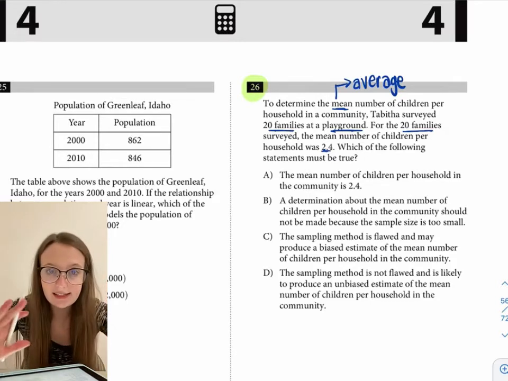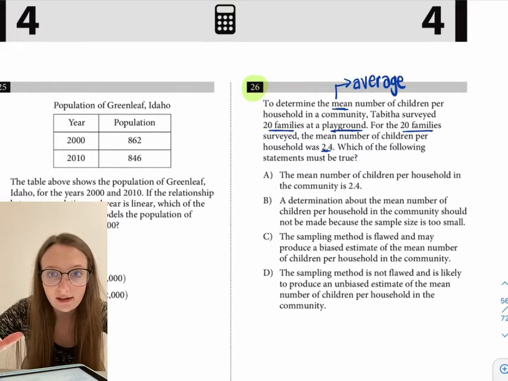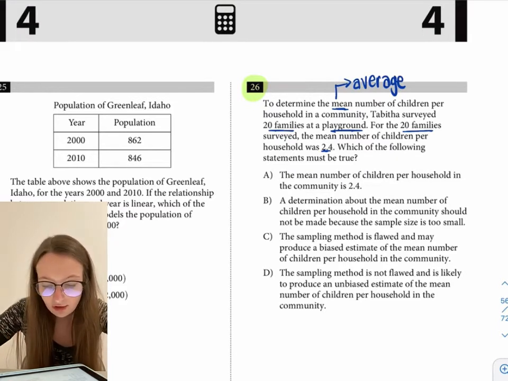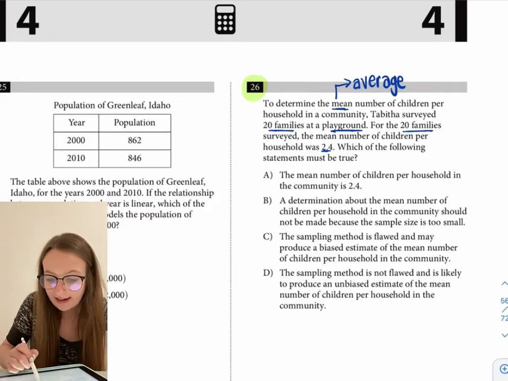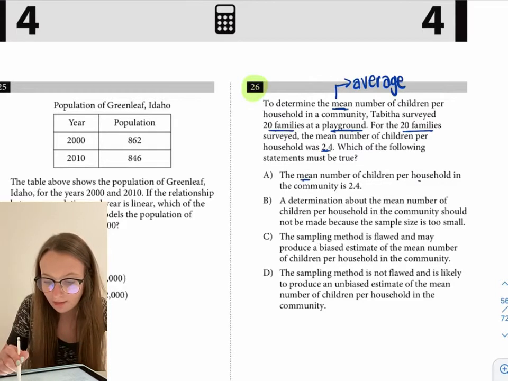These statistics questions where they give you a scenario and then ask which of the following is true are extremely common, and they always come up towards the upper end or the middle part of the 20s on the calculator section. So let's begin with A. That is saying that the average number of children per household in the community is 2.4.